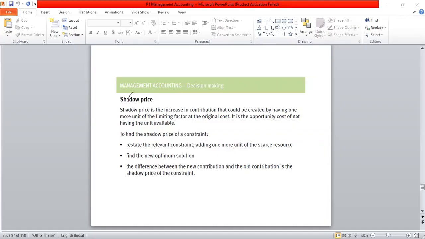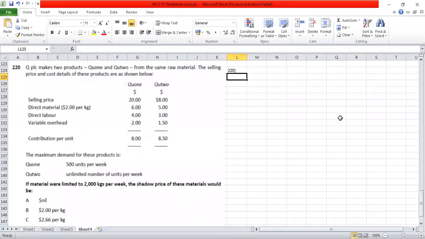Going back to our question, we are asked to find out what the shadow price of these materials would be. To calculate the shadow price, we need to look into the contribution generated per unit of each of these two products. We have Q1 and Q2 products which are being produced and sold. So we have the selling price, the variable cost, and the contribution margin also present.